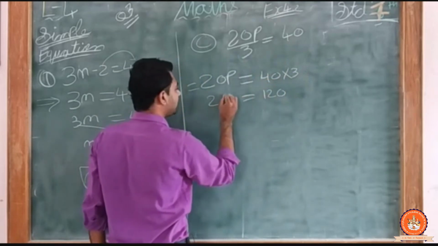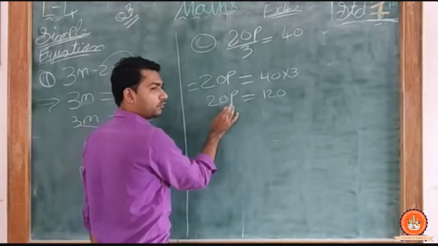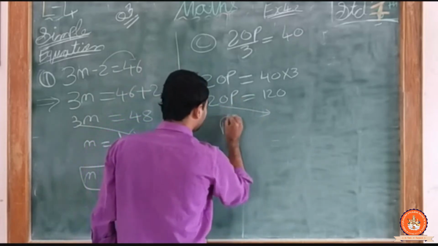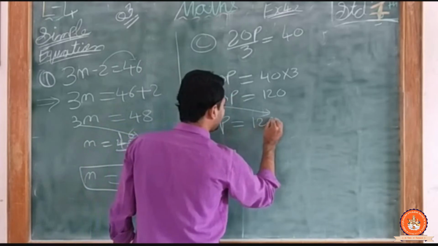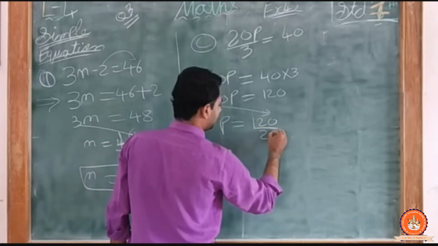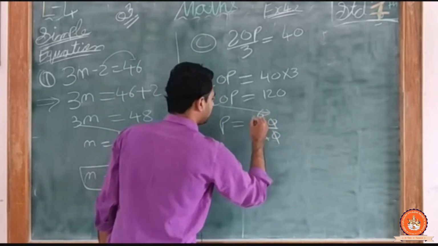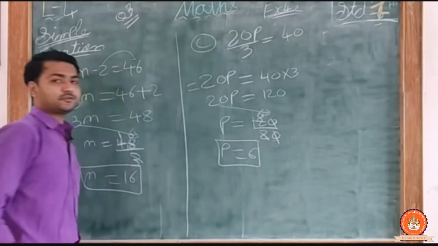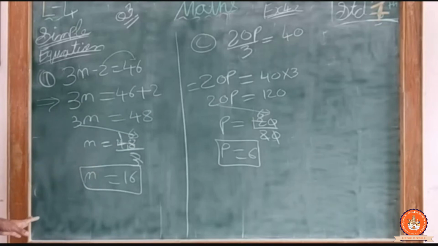So here is 20p. Now I want to find p. So 20 will go on the right side, it becomes division. So 120 divided by 20. 0 0 cut, 2 6s are 12. So I get the value of p, that is 6. Clear students? Nothing else you have to do. You only have to find the variables.